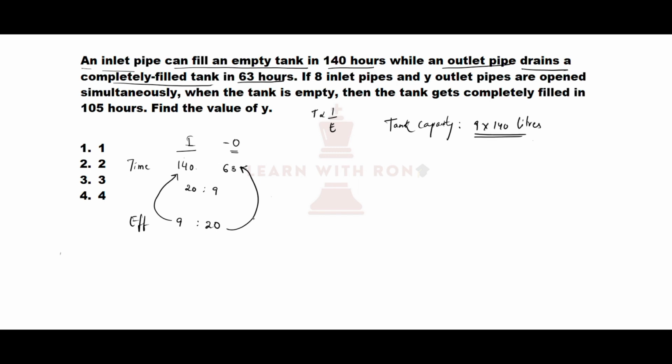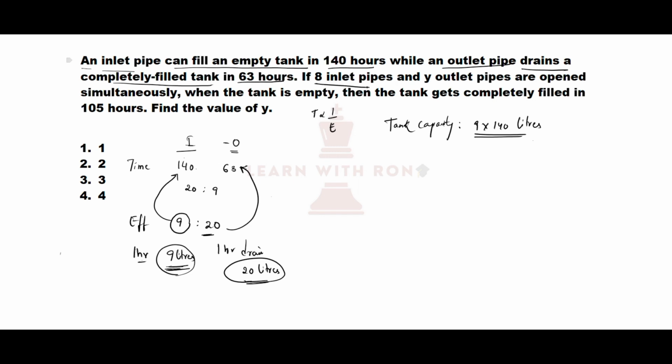Now understand the efficiency part here. Here the inlet efficiency is 9, which means in 1 hour it can fill 9 liters of an empty tank. Understand the outlet one here. In 1 hour it can drain 20 liters from the tank. So in 1 hour the inlet will fill 9 liters, and in 1 hour the outlet will drain 20 liters. Now understand the next part of the question.